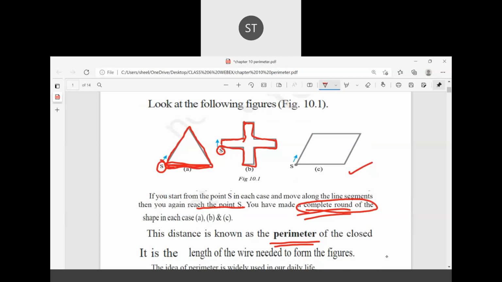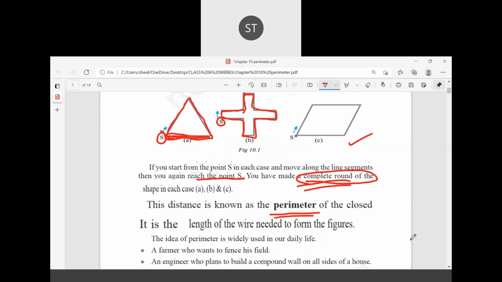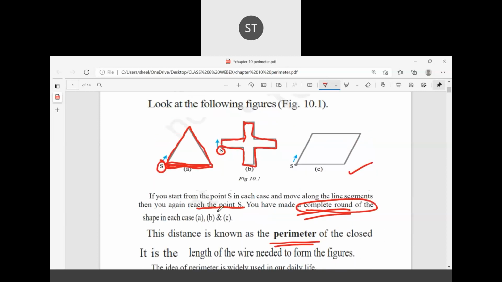It is the length of the wire needed to form the figures. Suppose we are taking a wire to form the figures, what is the exact shape? A triangle shape we will get here, and here a cross shape, and here one parallelogram is there. So the length whatever we have shown by the lines, it is the perimeter only. If you want to make the figure, we require that much length.